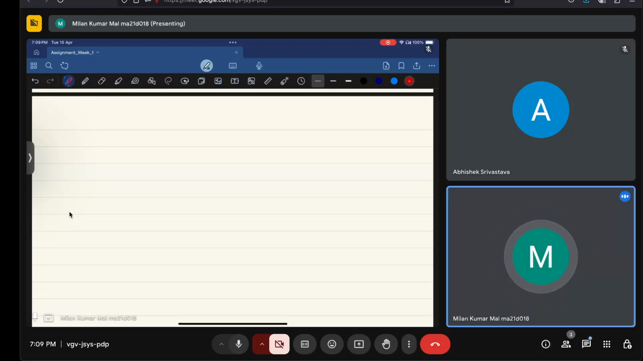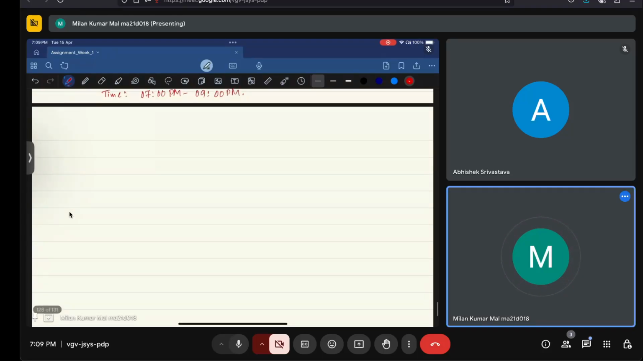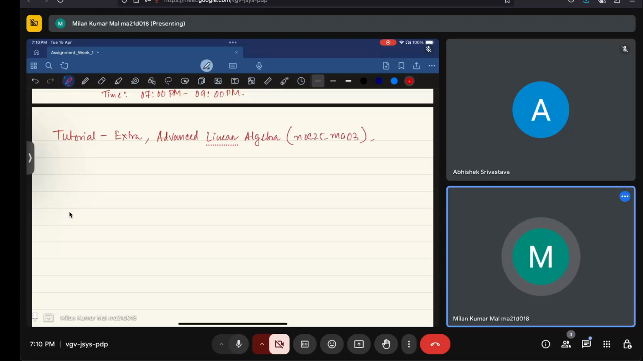Today is the extra tutorial session for Advanced Linear Algebra, that is NOC 25 MA03, and today is 15th April, and this is the last tutorial session.